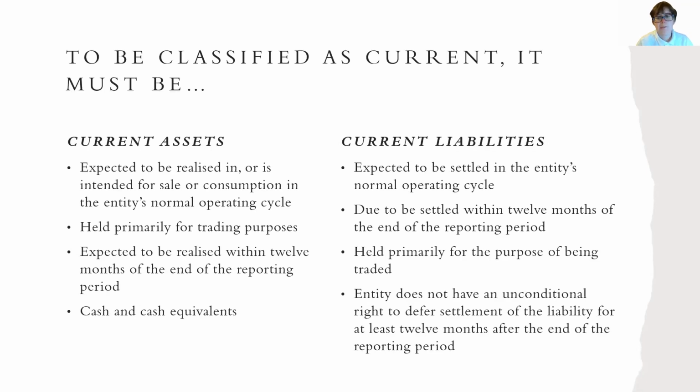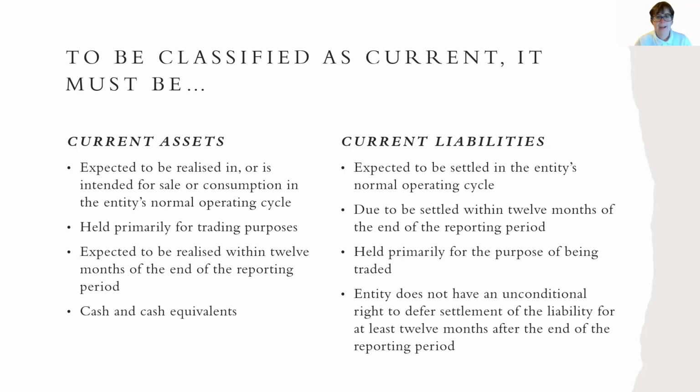So we have current assets and we have current liabilities, but we also have non-current assets and non-current liabilities. So how do we know if it's a current or a non-current item? Well, a current asset is expected to be realised in or is intended for sale or consumption in the entity's normal operating cycle. It's normally short term, which means it's generally for trading purposes. It's going to be within a 12-month period, so it's going to happen in this financial year. And cash and cash equivalents is an example of this.